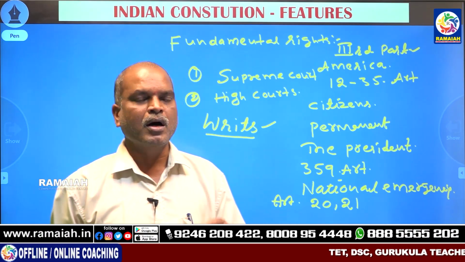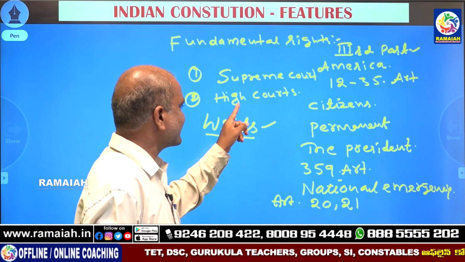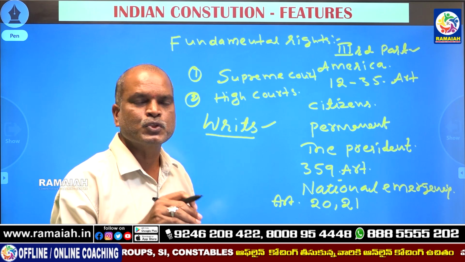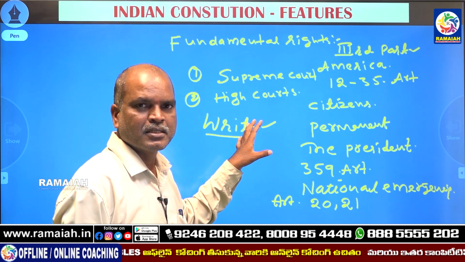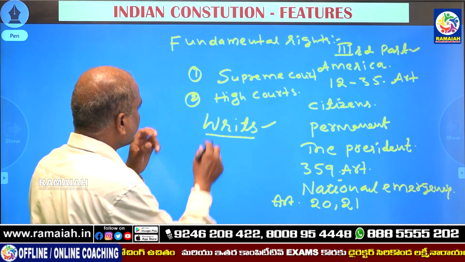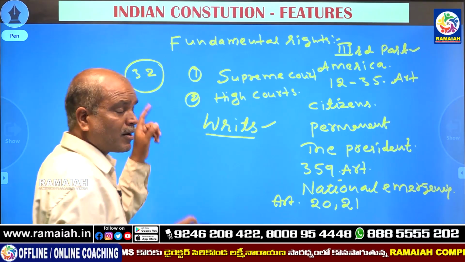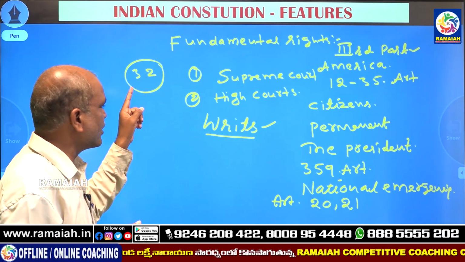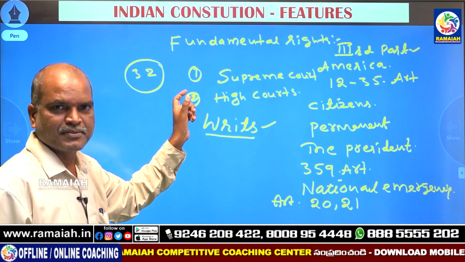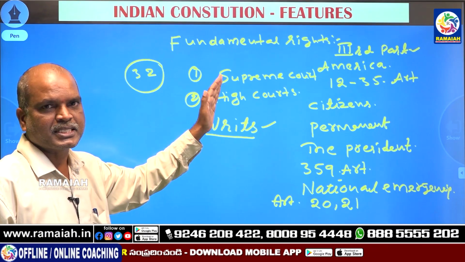These 5 are writs. Who issues them? One is Supreme Court and second one is High Court. For what purpose do they issue all these writs? The purpose is protection of fundamental rights. Under which article does the Supreme Court issue writs? According to Article 32, the Supreme Court issues the writs.